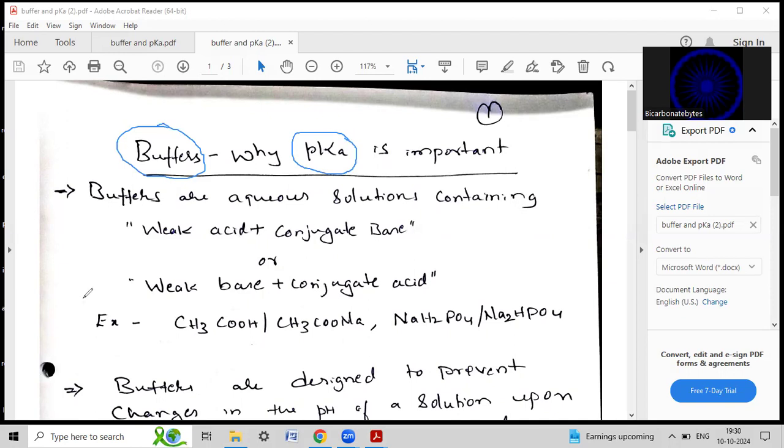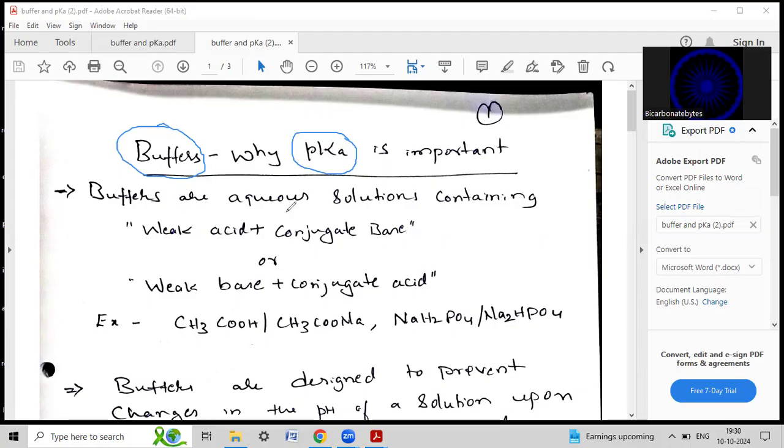By definition, buffers are aqueous solutions which are designed to resist changes in pH when small amounts of acid or bases are added into it, such that the pH of the experimental medium is not subject to variations and remains at the pH that you want to work with.